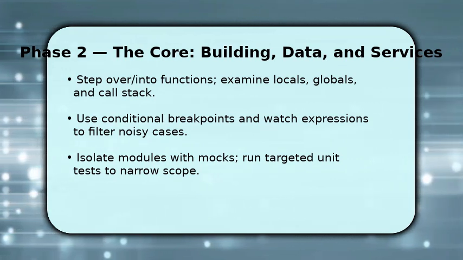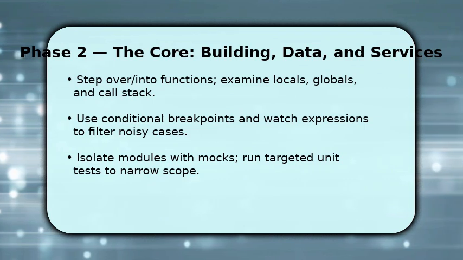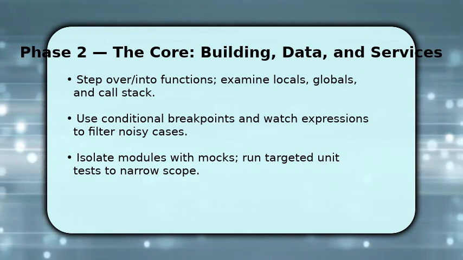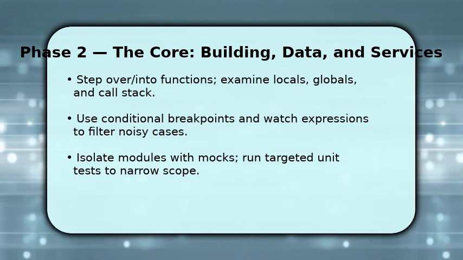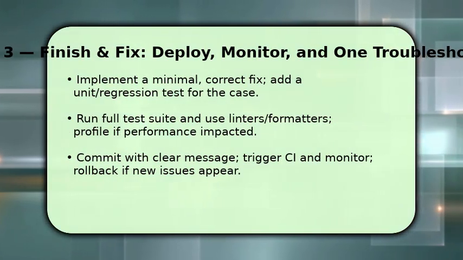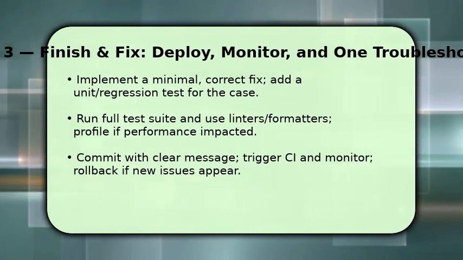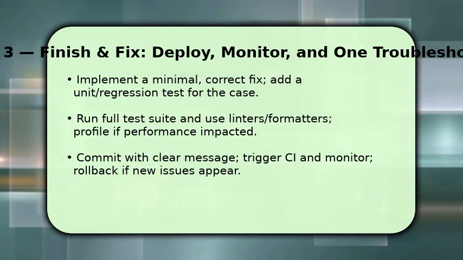Make sure to isolate external systems with mocks so you can run unit tests quickly. Narrowing the scope reduces variables and reveals the exact failing assumption. Then you finalize by applying a focused change that addresses the root cause, not just symptoms, and immediately add a regression test that reproduces the original failure.